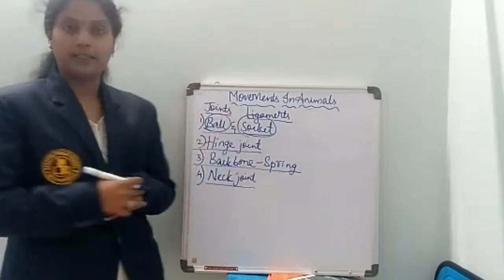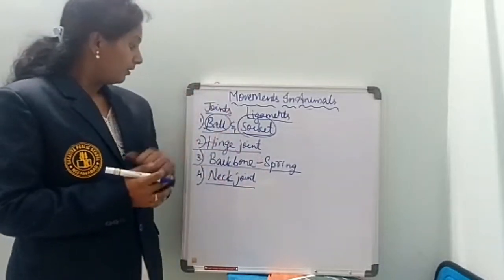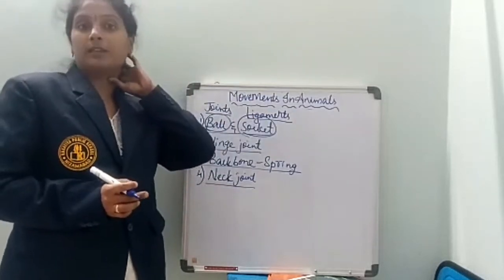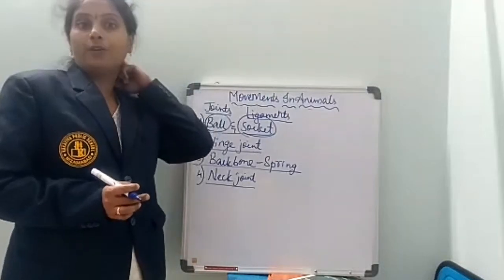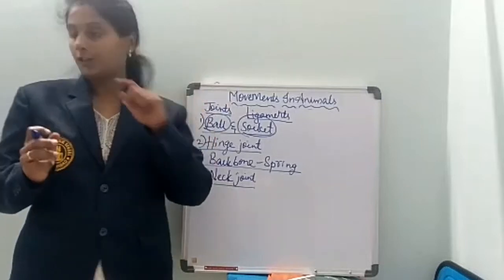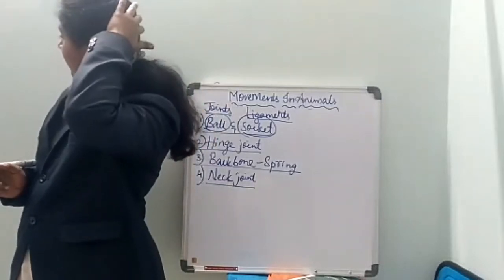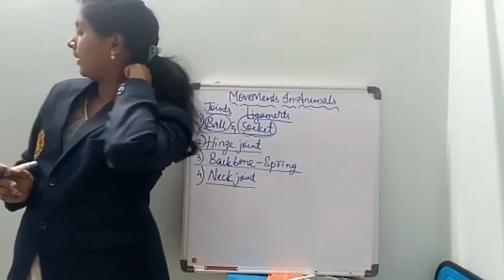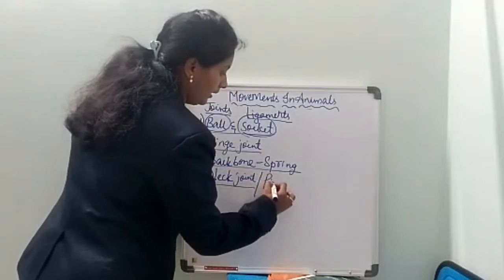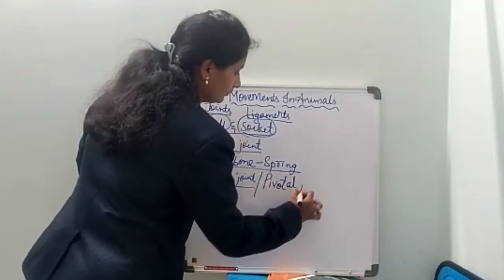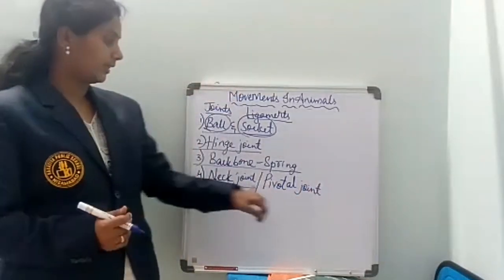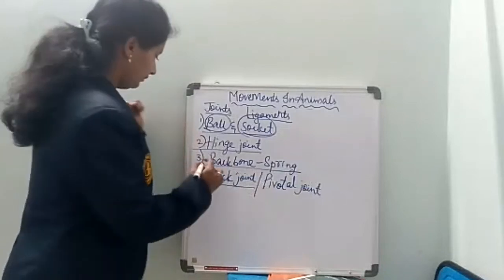Next, coming to the neck joint. The joint which is present between the backbone and the skull bones, or between the head and the backbone, is the neck joint. Another name for the neck joint is the pivotal joint.